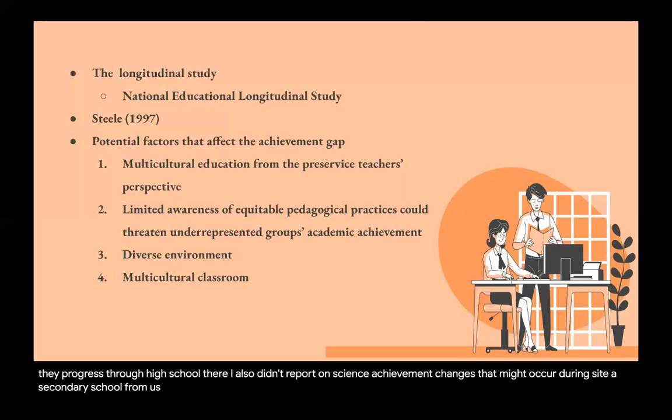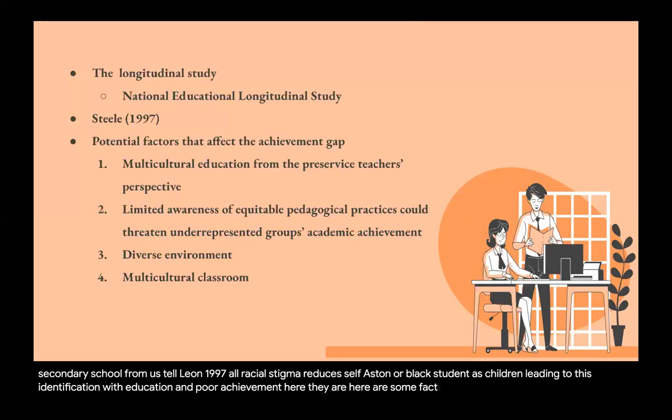From a 1997 study, racial stigma reduces the self-esteem of Black students as children, leading to disidentification with education and poor achievement. Here are some potential factors that affect the achievement gap.